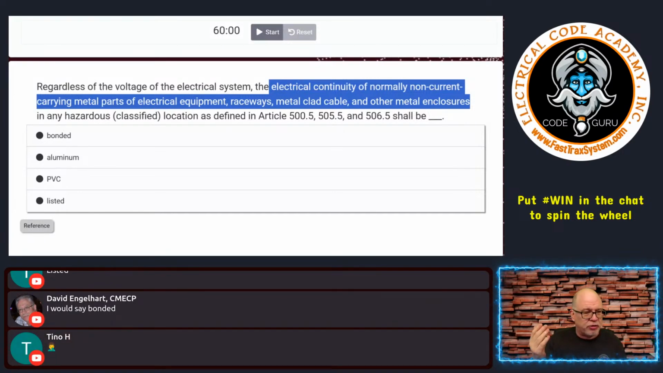So now I have a 33% chance of getting this thing right? Because I got bonded, I got aluminum, I got listed. Well, we already know it's supposed to be listed, right? So I'm thinking, look, what do I have to do to ensure electrical continuity on all these metal parts? Well, they all have to be bonded together, right? So that's where my mind goes on a question like this, okay?